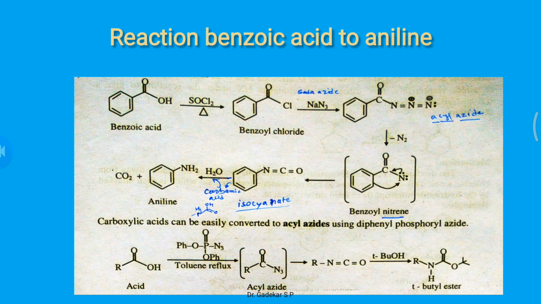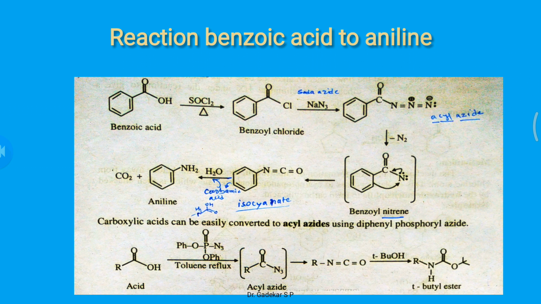Okay, so next is the reaction of benzoic acid to aniline. This is also the Curtius reaction, Curtius rearrangement reaction. So benzoic acid converts to aniline. How will it convert? Okay, first we need benzoic acid to convert to benzoyl chloride in the presence of thionyl chloride. Okay, and then benzoyl chloride reacts with sodium azide to form, say, acyl azide.